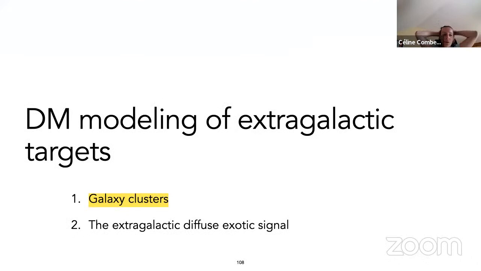All right, so I think I have something like 15 minutes left. So we're going to move away from the Milky Way and go to extragalactic scales. You remember I mentioned that galaxy clusters are potentially the most, well, not potentially, they are the densest places in the universe. So it's potentially interesting to look at those in terms of indirect detection.